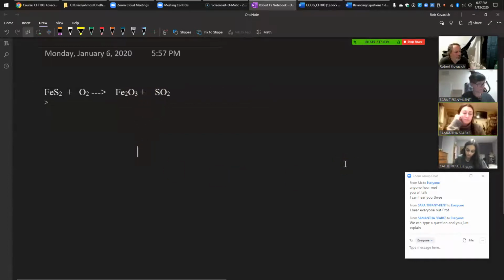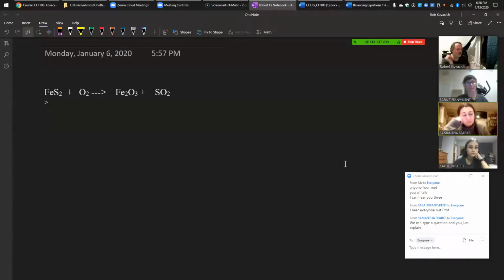All right, are we okay with this one not being balanced because of the sulfurs right off the bat and because of the irons? In this equation, I've got one iron as a reactant, and on the product, I've got 2 irons. So that's not balanced. I also have 2 sulfurs on the left, and only 1 on the right. So that's not balanced. On the left, I've got 2 oxygens, and on the right, I've got 5 oxygens. So those are definitely not balanced either. So then we've got to figure this out.